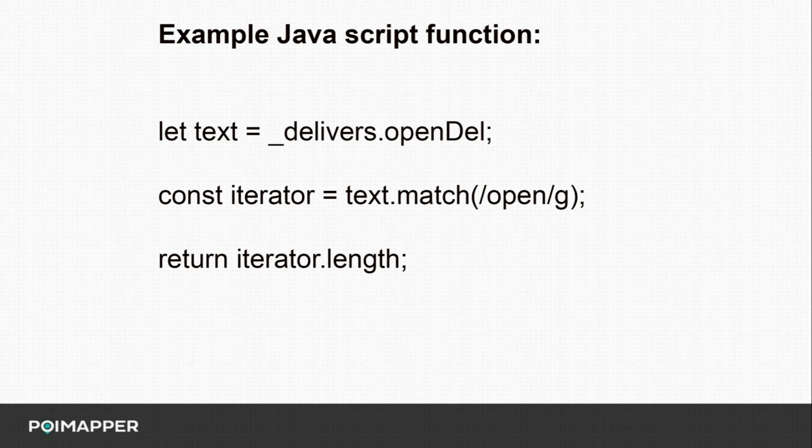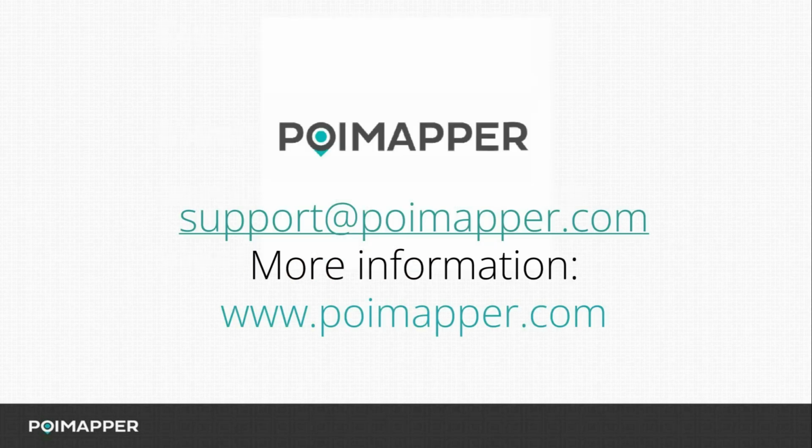Let text equals _delivers dot opendel semicolon const iterator equals text dot match opening brackets slash open slash g closing brackets semicolon, return iterator dot length, semicolon. These statements take the OpenDel field from delivers, find all matches of the word open, and then return the total count.